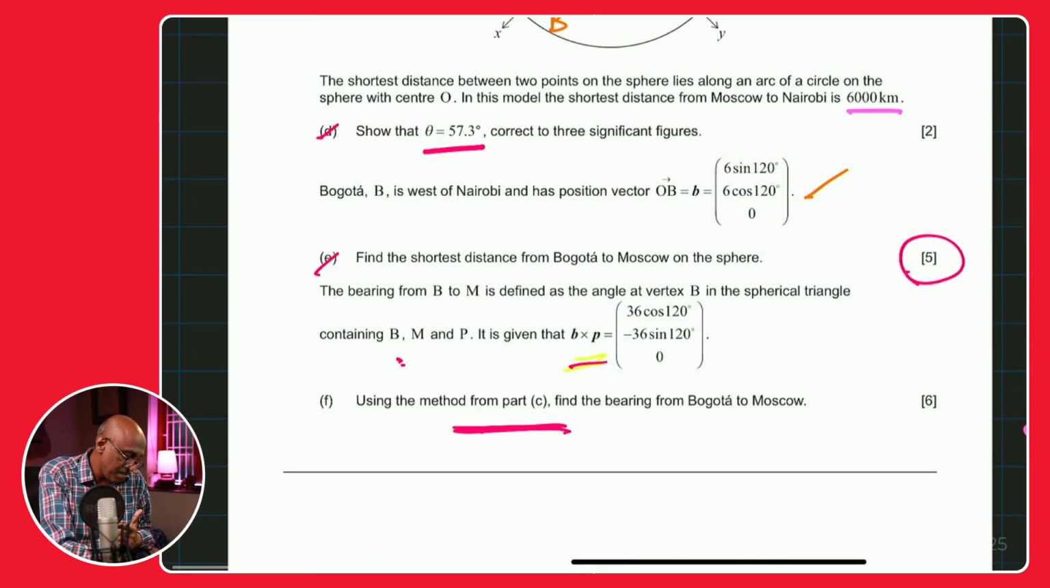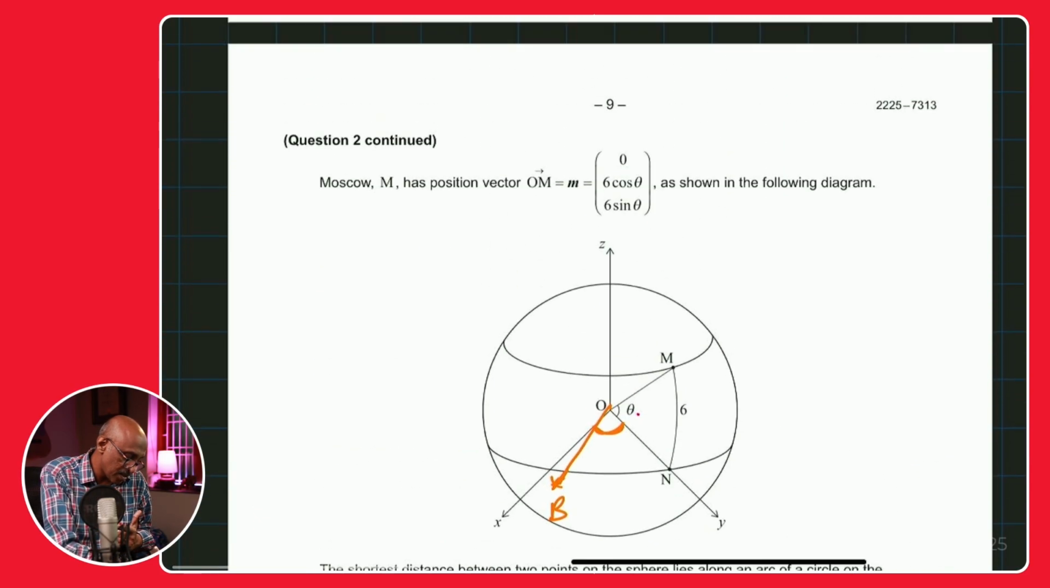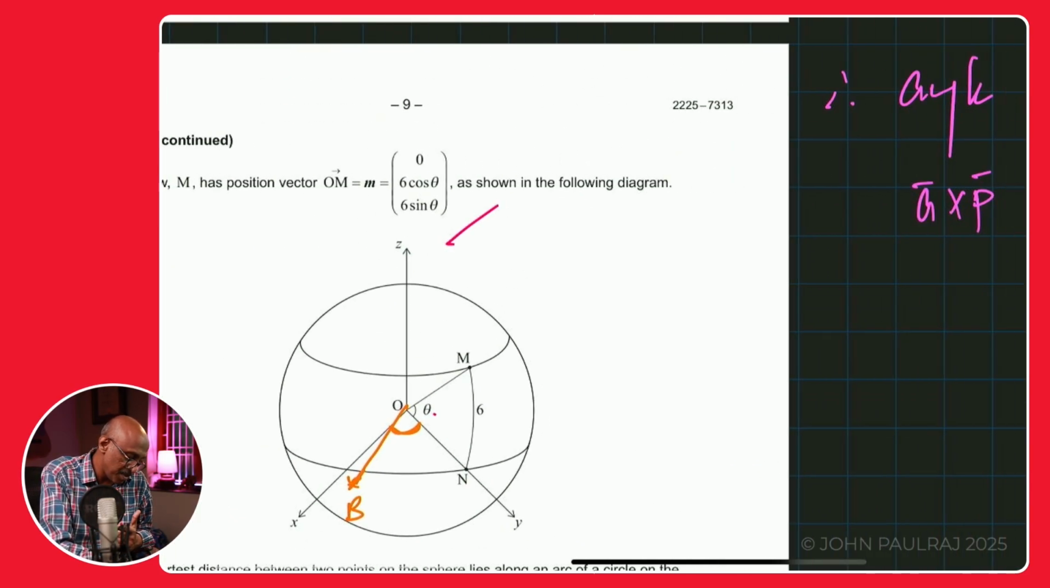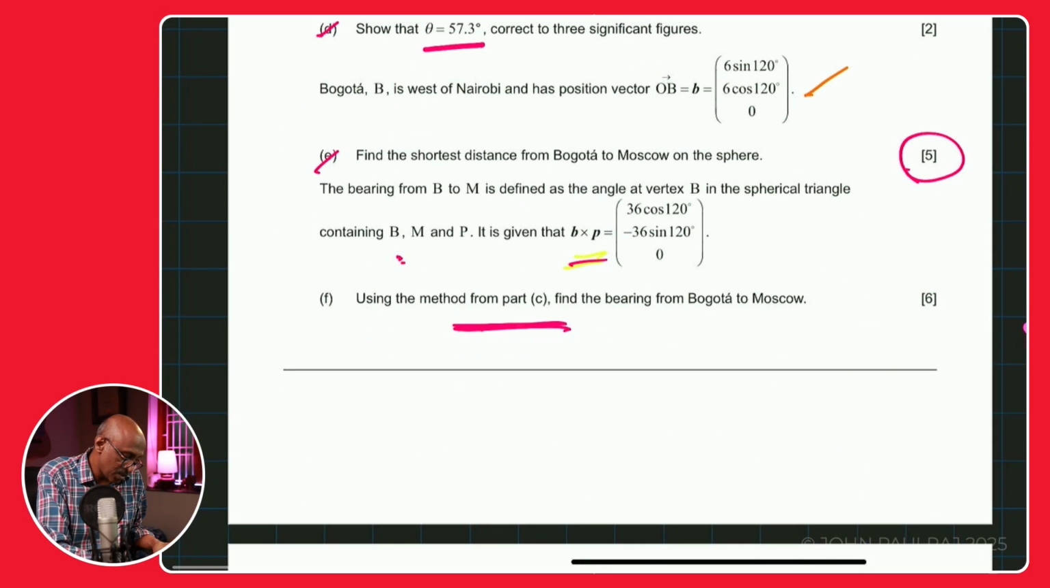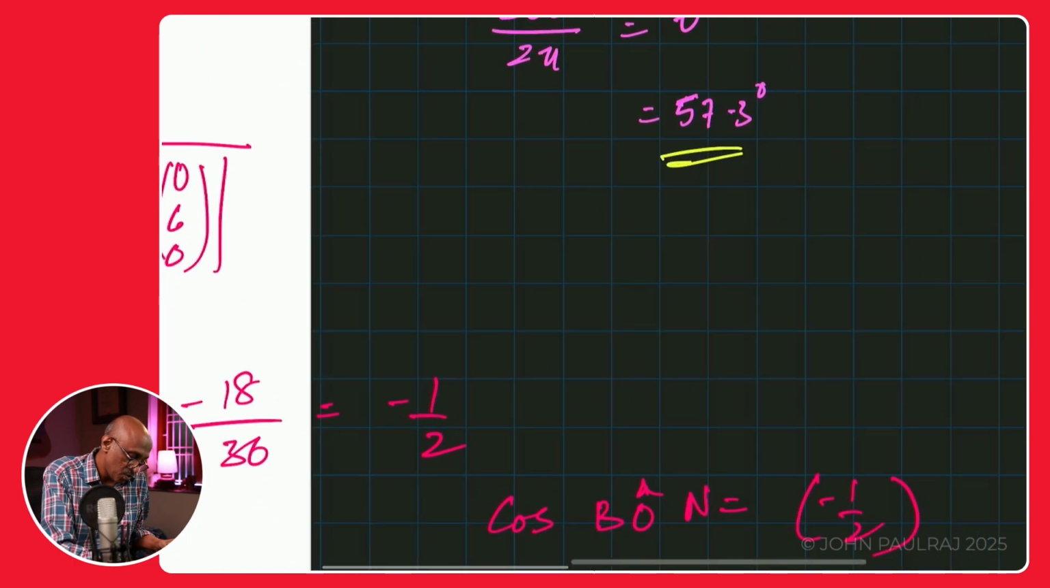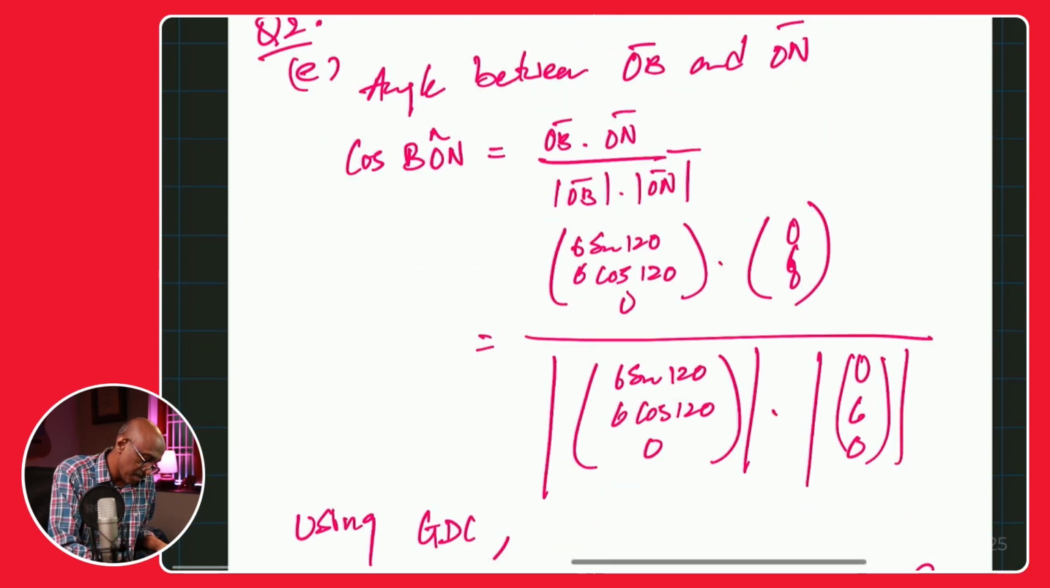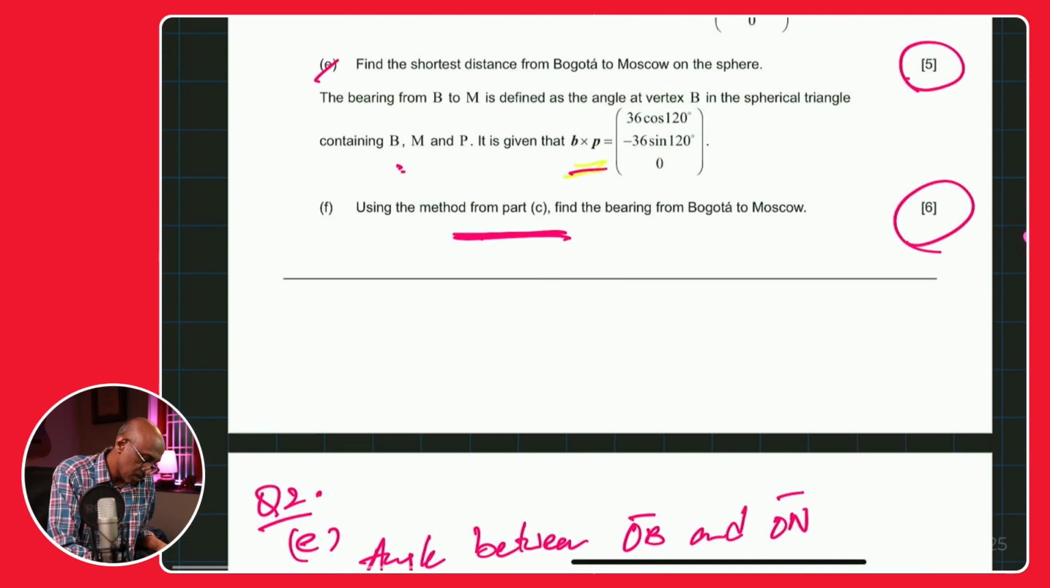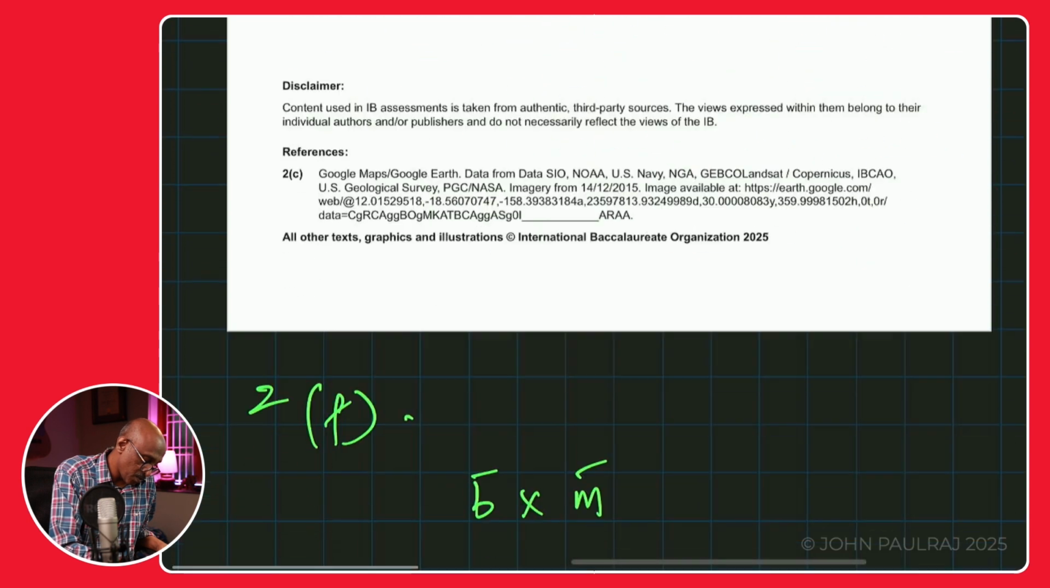B is given to us. M is also given here. So let's first find B cross M, and then we can use the angle between the two, again the same formula. 6 points, so be careful how you write this. This is 2F. So B bar cross M bar. I hope I got the letters right. B bar cross M bar is what we want to find out.